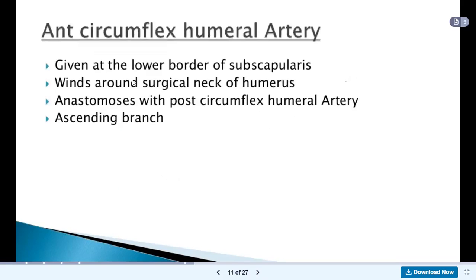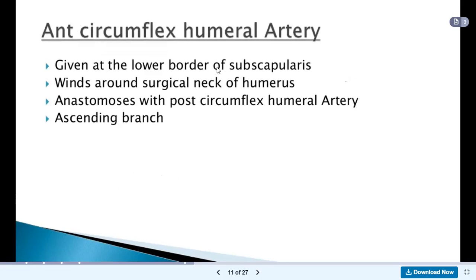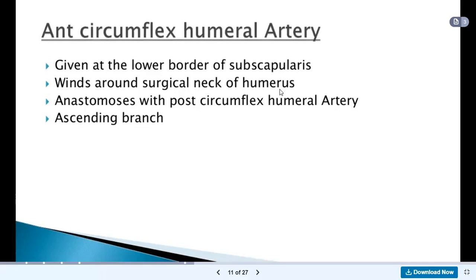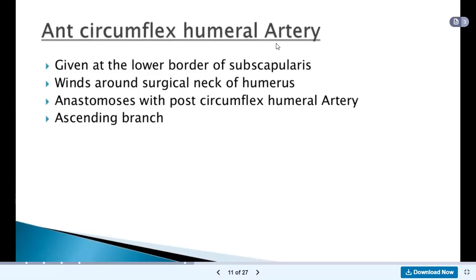And then the anterior circumflex humeral artery, which we said runs anterior to the humerus. It is given off at the lower border of the subscapularis muscle. It winds around the surgical neck of the humerus. Now, if somebody falls, for example, and there is trauma to the surgical neck of the humerus, the artery that will be affected will be the anterior circumflex humeral artery. Why? Because it winds around the surgical neck of the humerus.